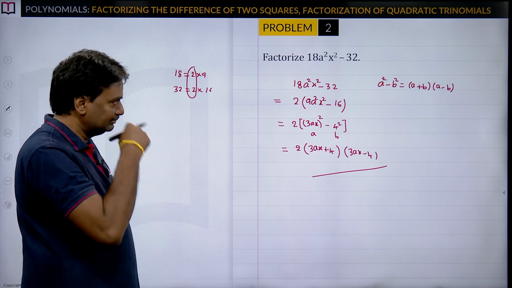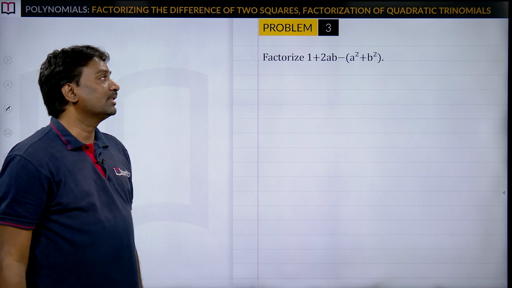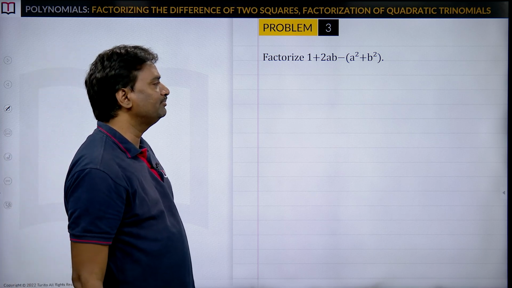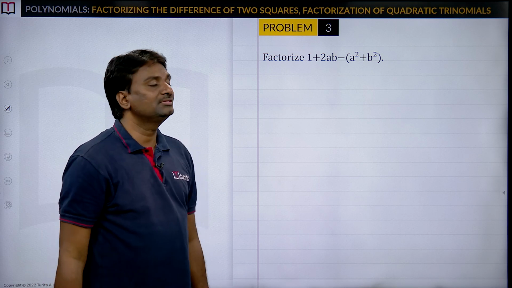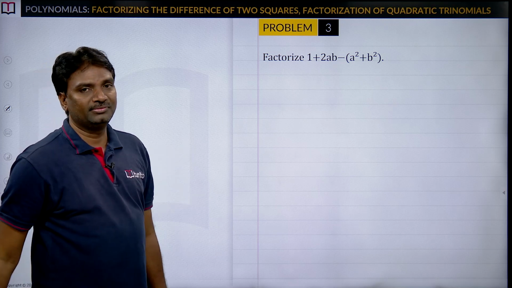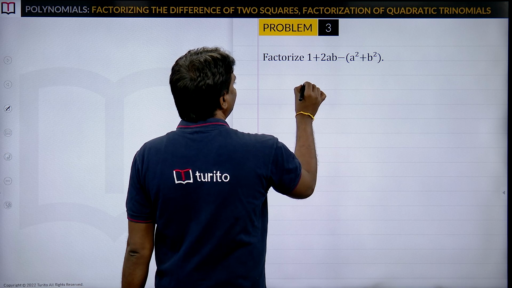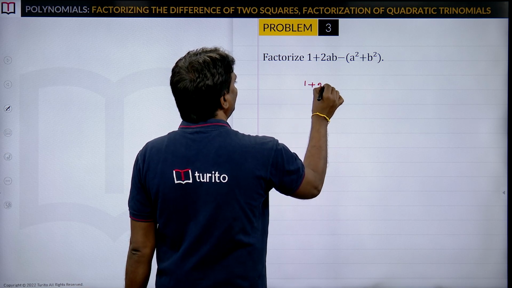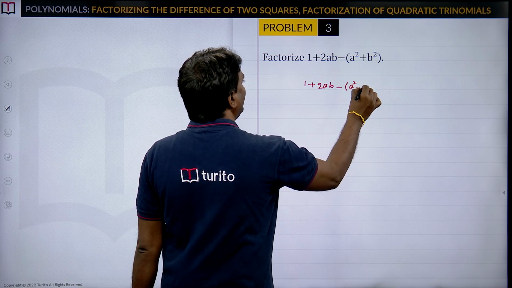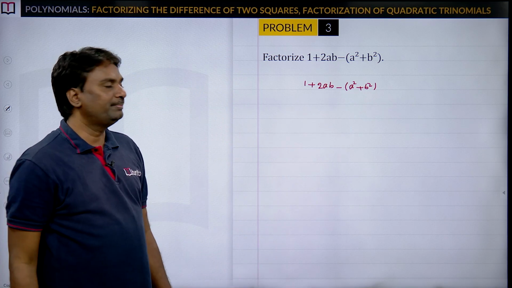Next, factorize 1 plus 2ab minus of a square plus b square. So, by expanding the bracket, what will you get? Minus a square minus b square. The given expression is 1 plus 2ab minus of a square plus b square.